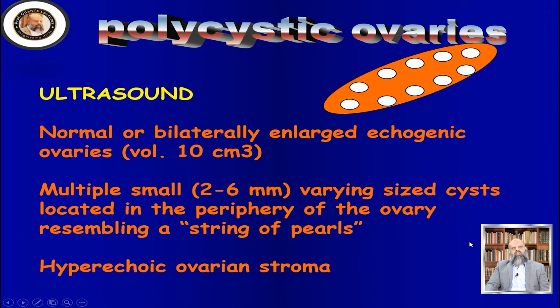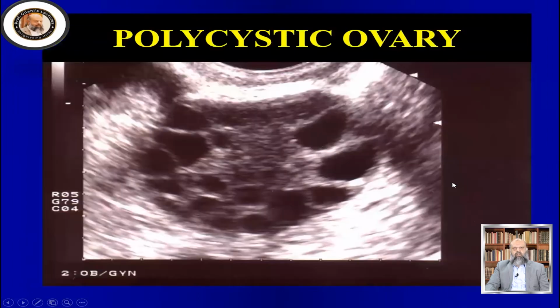Polycystic ovaries on ultrasound appear like this, having multiple cysts, with normal or bilaterally enlarged echogenic ovaries. Volume will be about 10 or more cubic centimeters. There are multiple small, 2 to 6 mm cysts of varying size located in the periphery of the ovary, resembling a string of pearls. We can have hyperechoic ovaries in some cases.